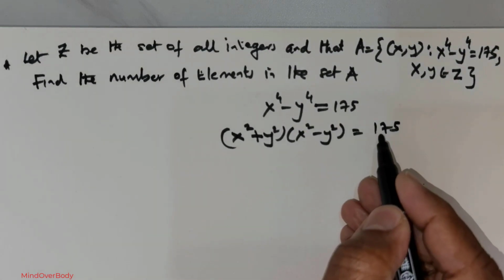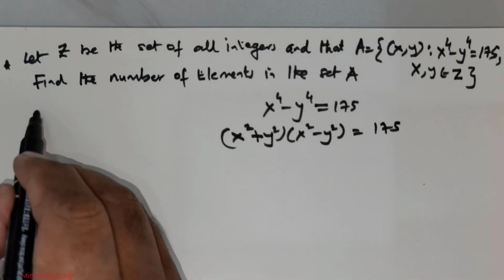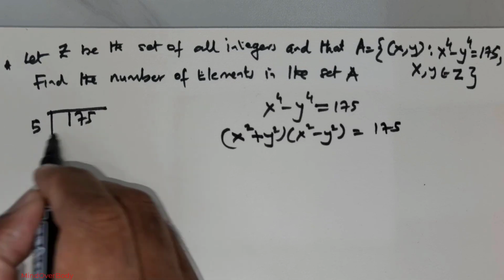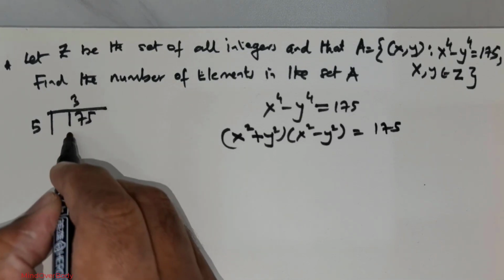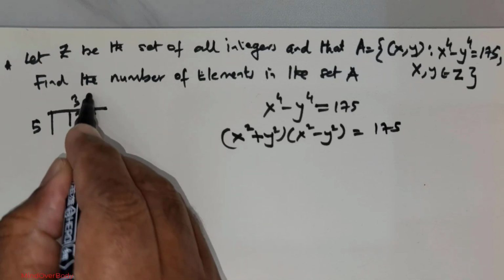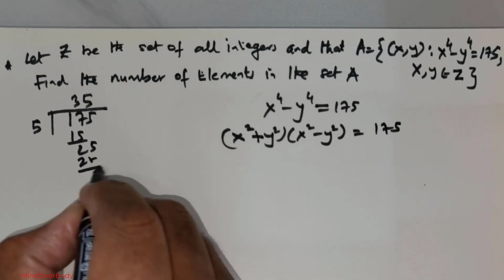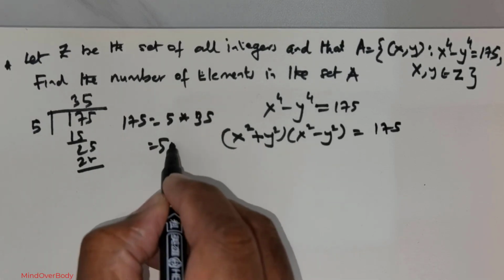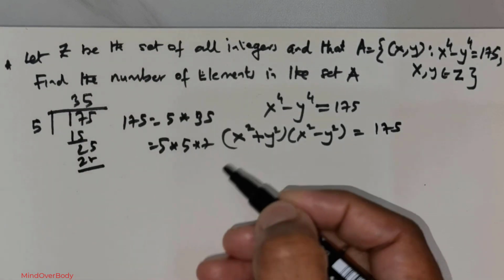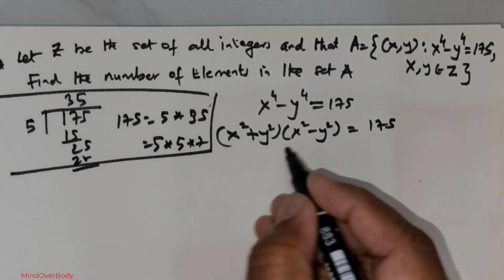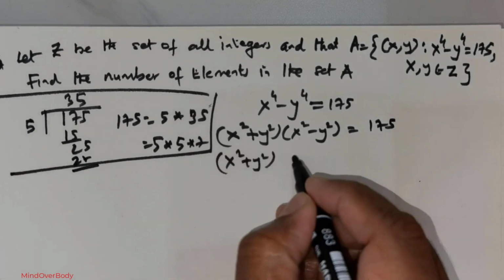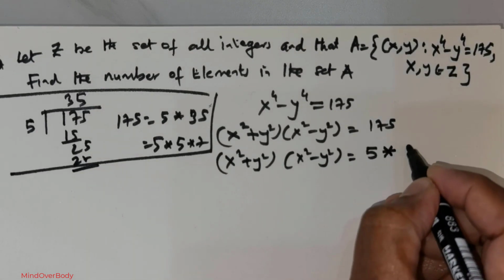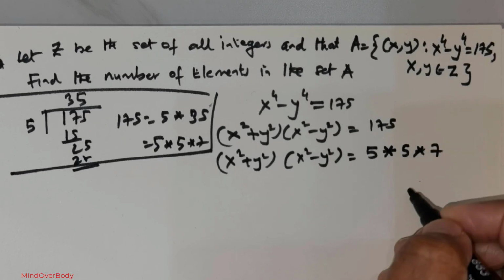Next, write 175 as a product of numbers which you are happy with. Now I would like to divide 175 by 5. So 5 divides 17, 5 threes are 15, and 2 and a 5. 5 times 5 is 25. So 175 can be written as 5 into 35, and this 35 can be written as 5 times 7, right? So I got x squared plus y squared times x squared minus y squared to be equal to 5 multiplied with 5 multiplied with 7.